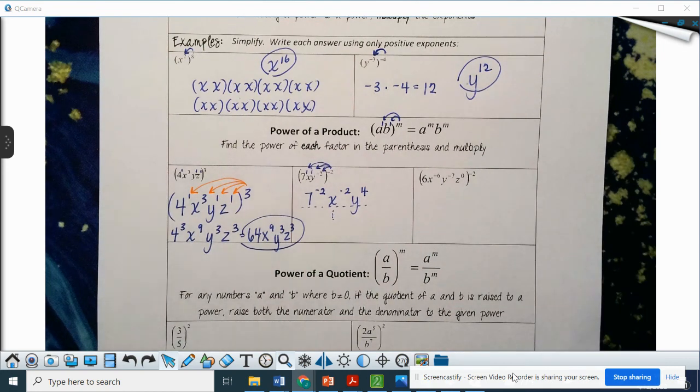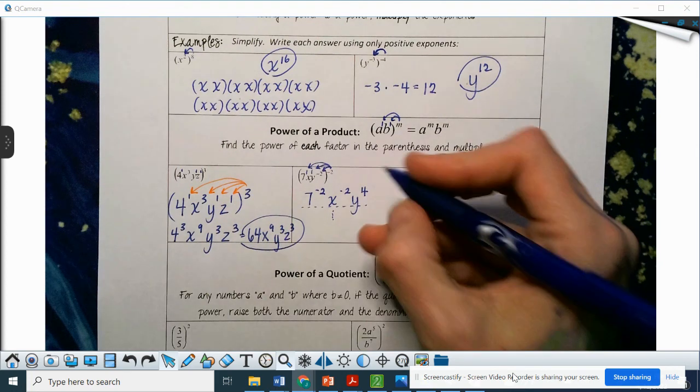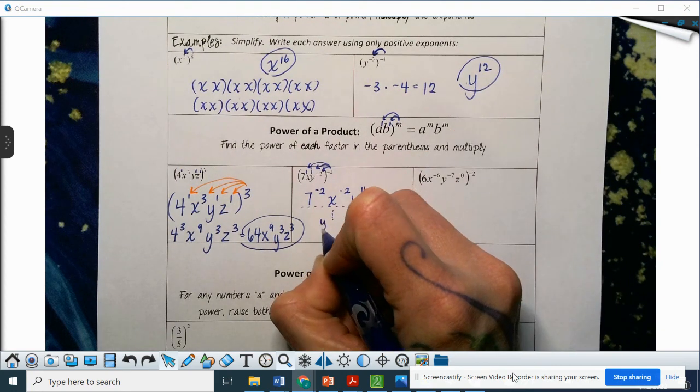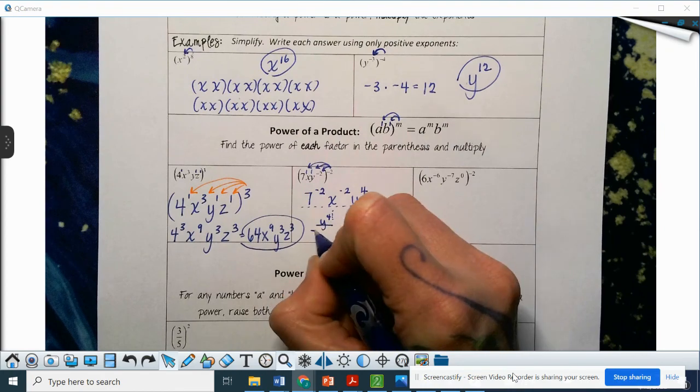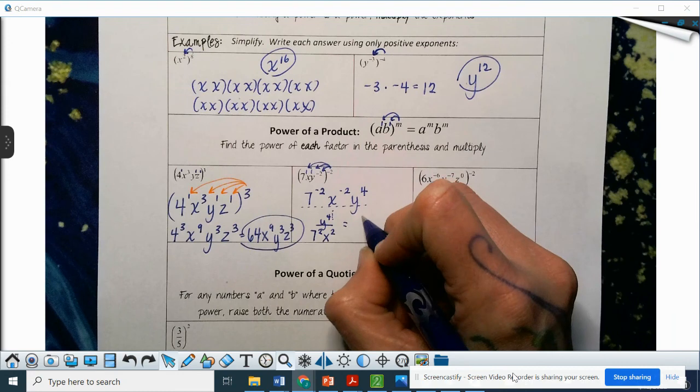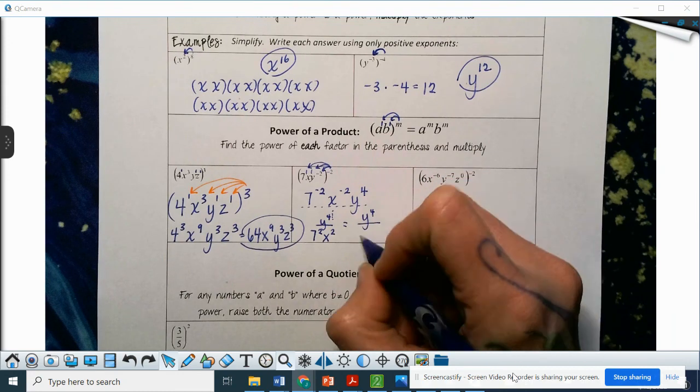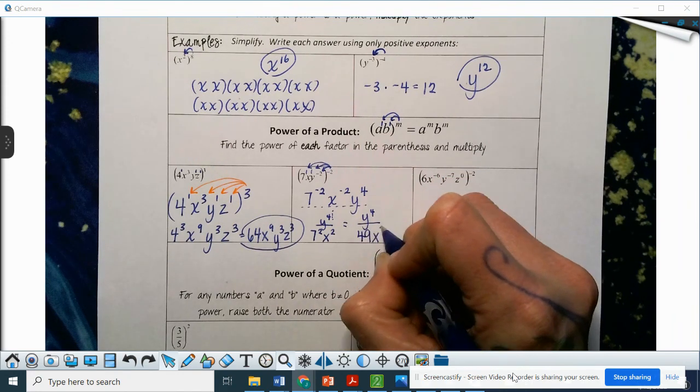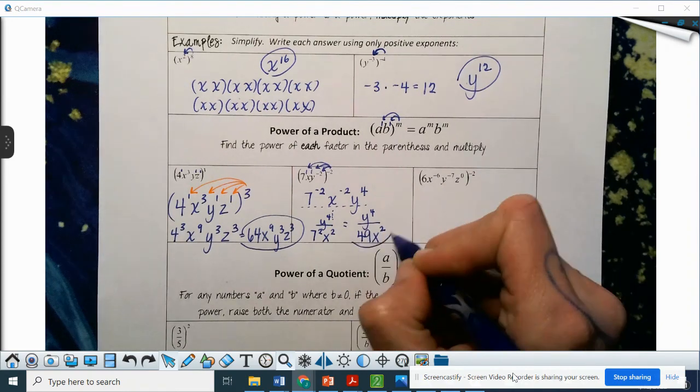So when it is a negative exponent, you're going to drop it down into the denominator. It's going to become the reciprocal and become positive. So that means I now have y to the 4th power over 7 squared times x squared. And we do know that 7 squared is a nice number, so y to the 4th power still on the top, 49x squared. And that's your final answer for that guy.